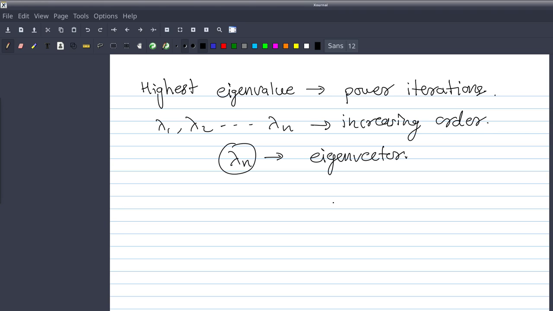Anything else? Sir, our max absolute of y is basically representing the infinity norm, and we are also calculating the norm for x minus y to calculate our error. So is that norm also the infinity norm, or is it some other type of norm? That's the L2 norm.